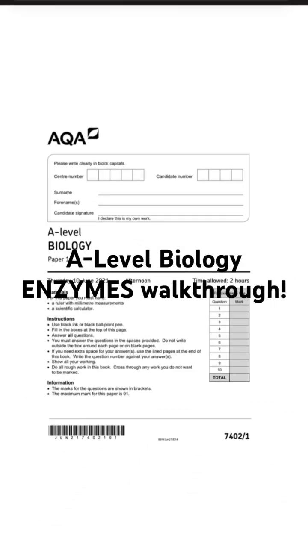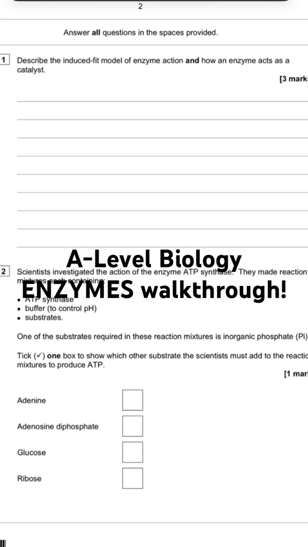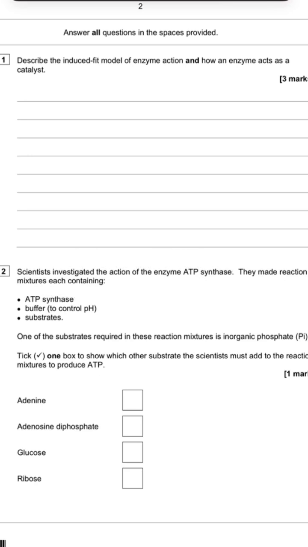Hey guys, so today we're completing the 2021 A-Level Paper 1. So our first question is about enzymes, asking us to describe the induced fit model of enzyme action and how an enzyme acts as a catalyst. So there's two parts to this question.